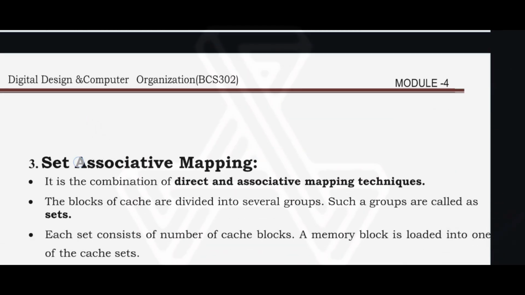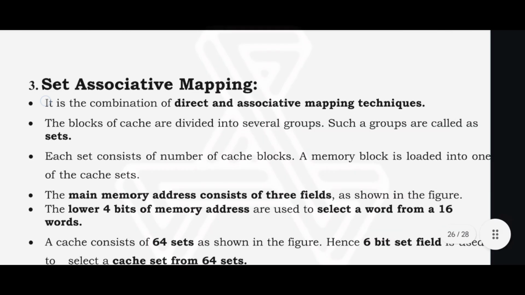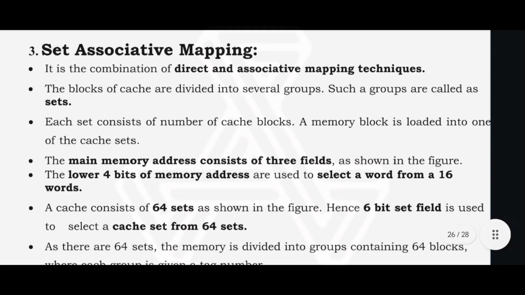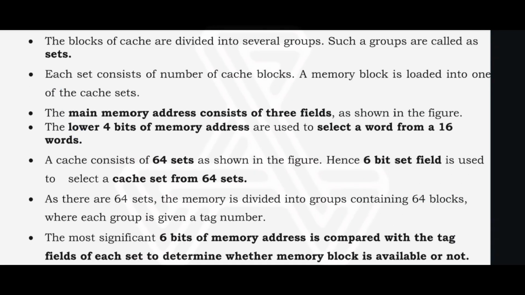Set associative mapping. It is the combination of direct and associative mapping techniques. The blocks of cache are divided into several groups. Such groups are called sets. Each set consists of a number of cache blocks. The memory block is loaded into one of the cache sets. The main memory address consists of three fields as shown in the figure. The lower 4 bits of the memory address are used to select a word from 16 words.